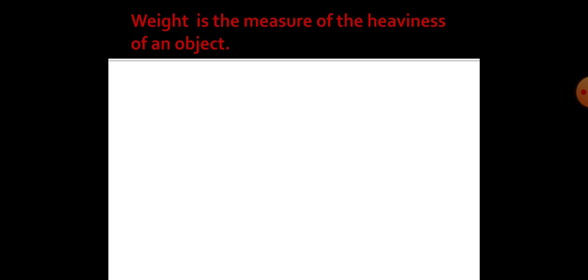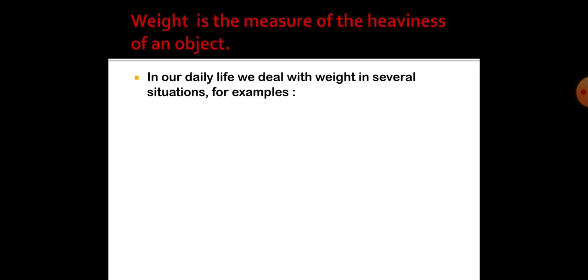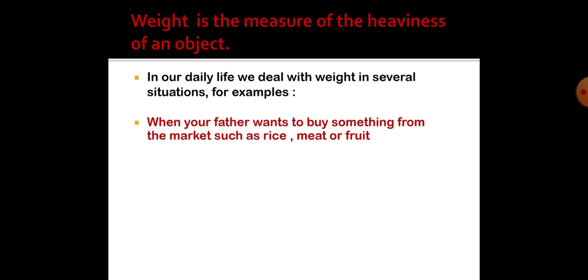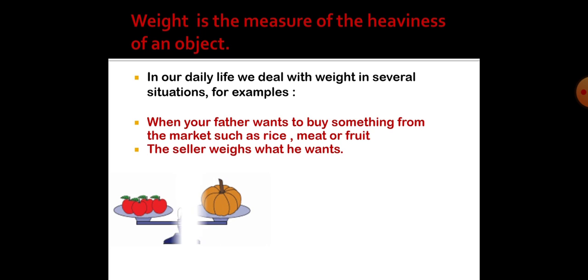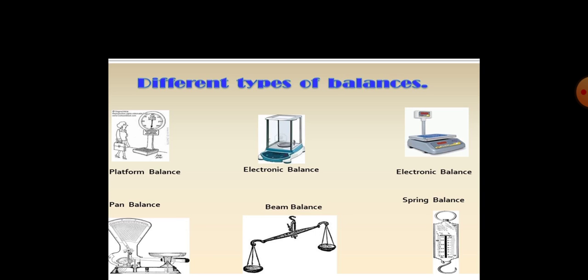If I want to say this object is heavy or it's light, I can say that. In our daily life we deal with weight in several situations. For example, when your father wants to buy something from the market, such as rice, meat, or fruit, and the seller weighs what he wants. For example, he will put the fruits on this scale, or like this photo, as you see here.